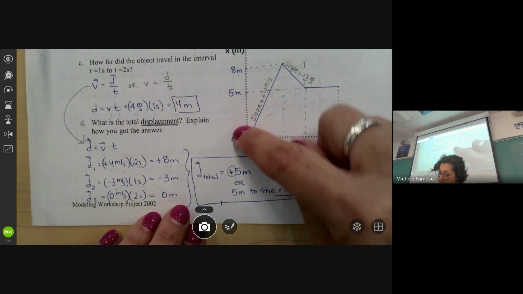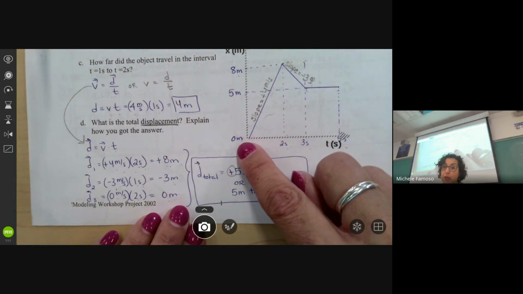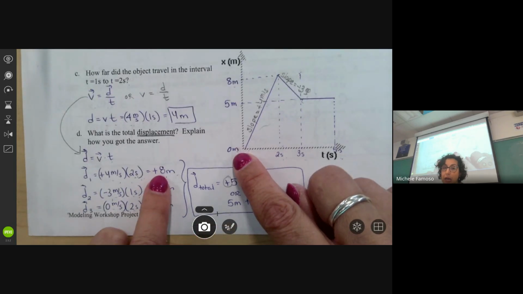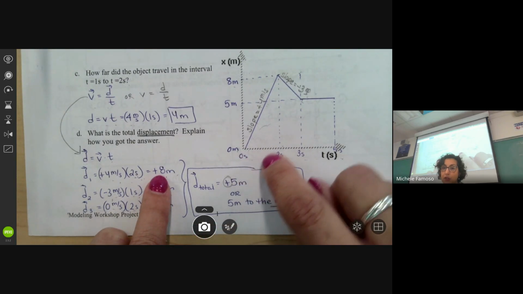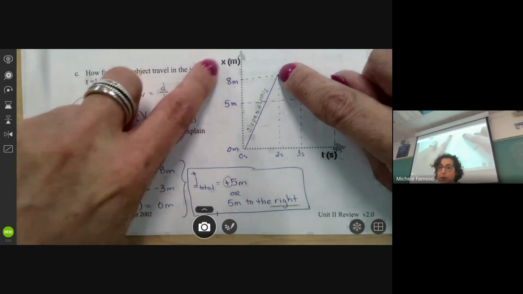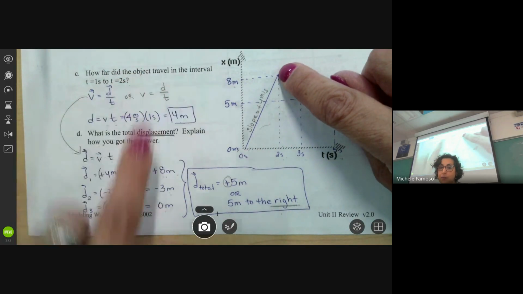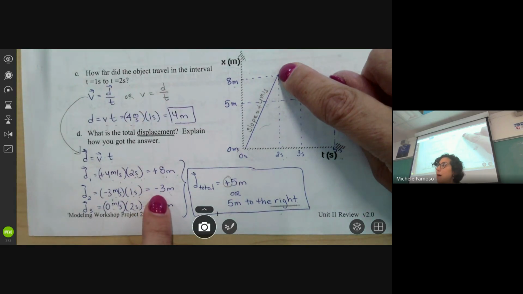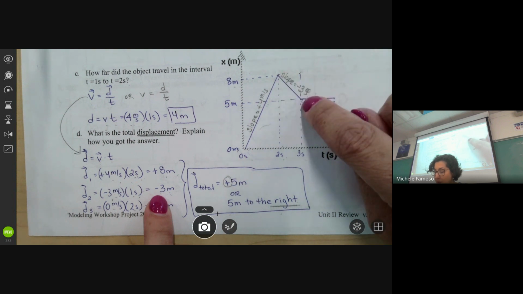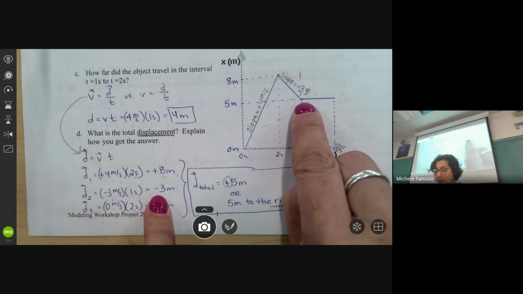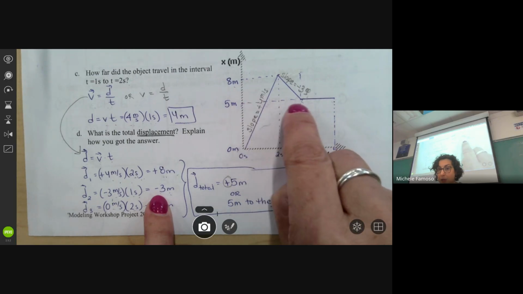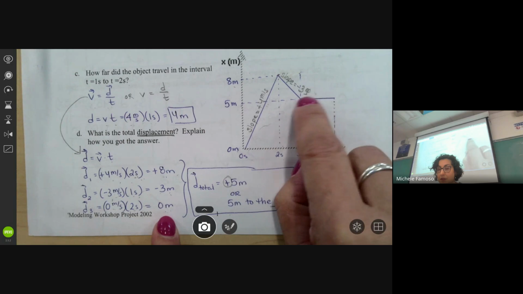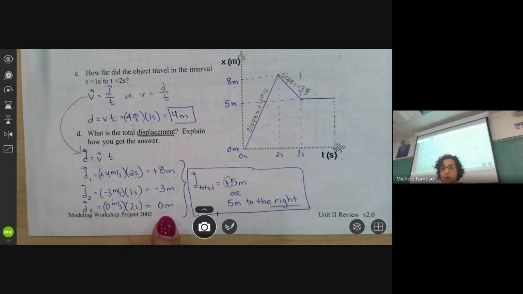Now, how do I get these values? I was assuming it started at the origin. I then end up 8 meters to the right of the origin. So that's why this position is now 8 meters. I then have to back up 3 meters in the next segment. So 8 minus 3 is 5. That's why that coordinate is now 5 meters. And I stay there for the next 2 seconds. Any questions on that page?